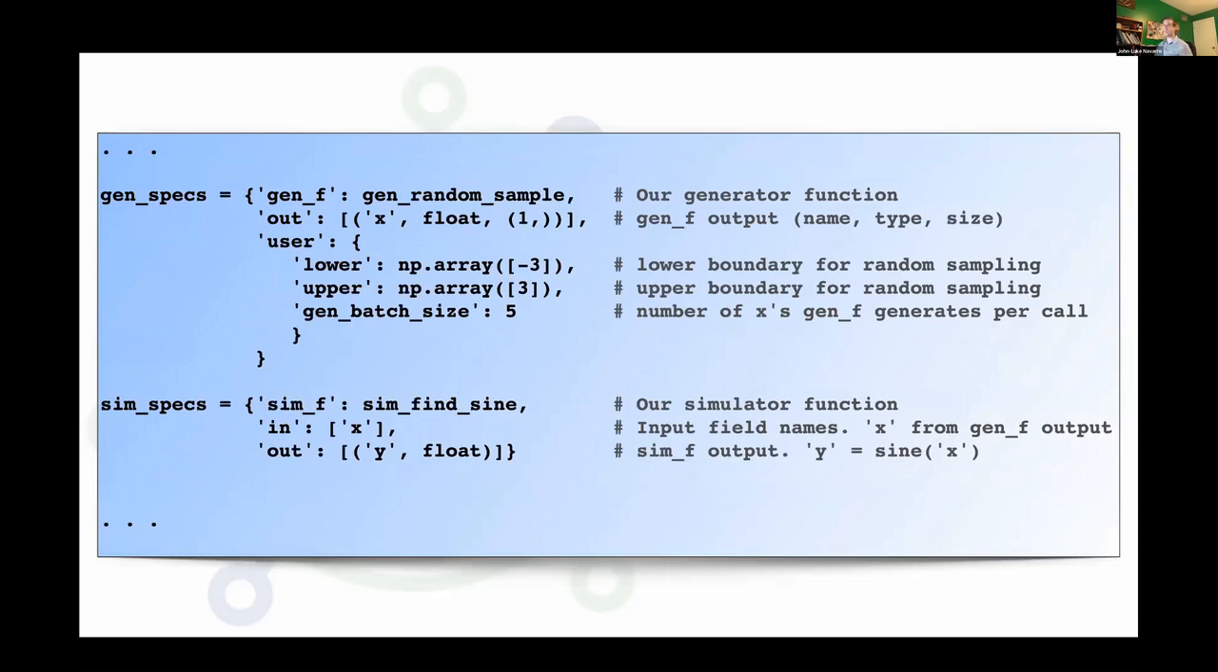Next, we configure settings and specifications for our generator and simulator functions using the GenSpecs and SimSpecs dictionaries we previously saw being passed into our functions. The in and out fields inform libEnsemble on what inputs and outputs each function expects. And then the user block within GenSpecs is used to customize the generator function. Recall that we parsed these fields and passed them as bounds during the NumPy random uniform call. We encourage this so that these values aren't hard-coded into the generator function.